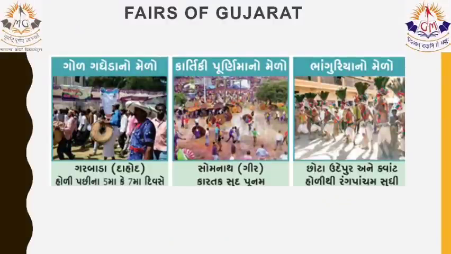Next we see the Gol Gadheda fair, which is held at Kirpada, that is Dahod. Next is the Kartike Poonam fair, which is held at Somnath. Again it falls in the Gir district. Next we have the Bhanguria fair, which is again an Adivasi or the tribal fair. It is held at Chota Udaipur in the place called Kwat. Being a tribal fair, the tribal people actively participate in this.